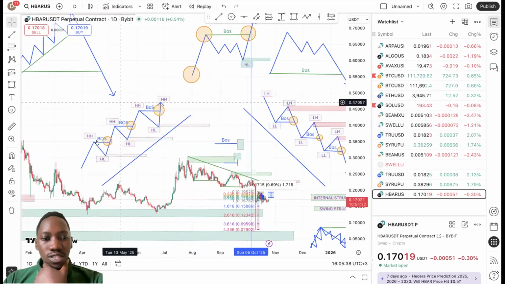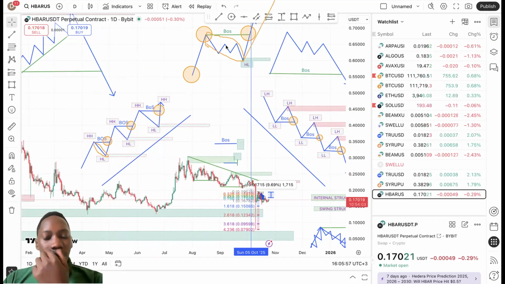This pullback you see here, for example, from here to here, going down like this, can be disorganized like this, can be shabby like this. But the bigger point is it's going down. Then once it reaches that point of interest, it bounces off and continues up. So the market will never be organized and clean like how it looks like here. No. But all you have to do is understand the concept.